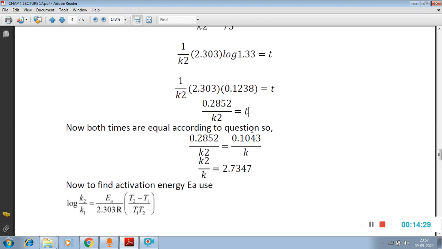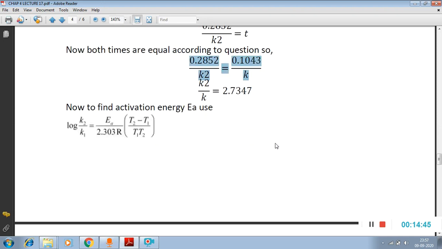Now in the question it is given that these both times T are same, so compare these both times, so you will get 0.2852 divided by K2 is equal to 0.10 divided by K1. Now from that you can see the K2 by K1 ratio we can get is 2.7347.